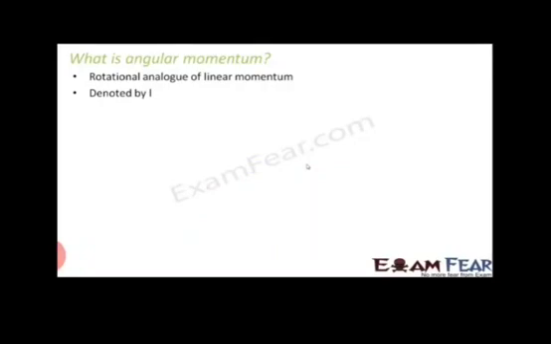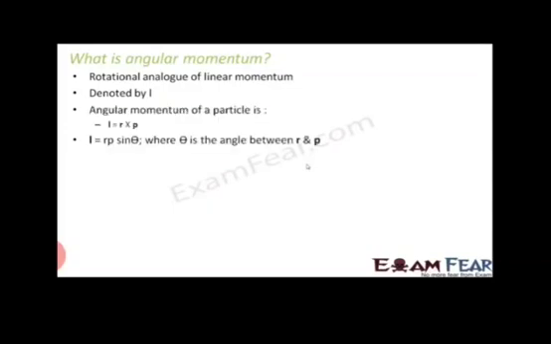In other words, the angular momentum L of a point mass having a linear momentum is denoted by L, and the angular momentum of a particle is L = r × p. If you look at the relation between linear velocity and angular velocity, linear momentum and angular momentum, or force and torque, everywhere the angular component is equal to the cross product of the position vector and the linear component. So L = r × p, where p is the linear component. So L = rp sin theta, where theta is the angle between r and p.